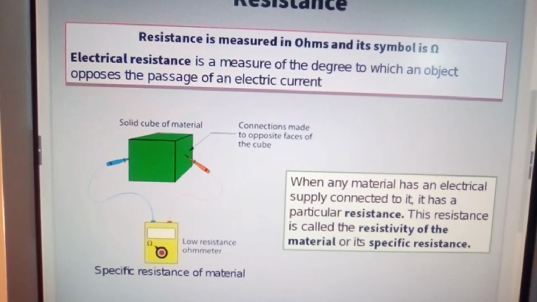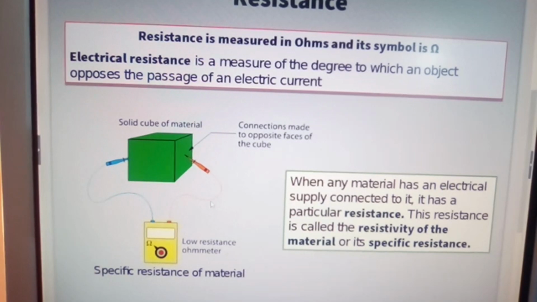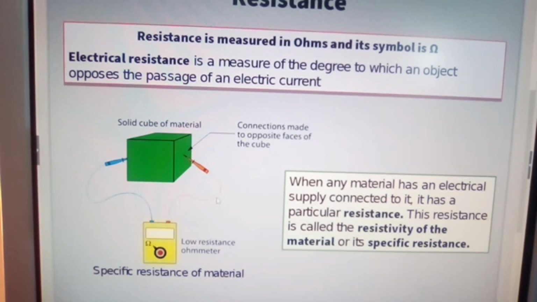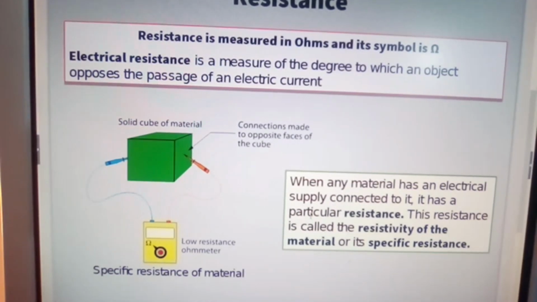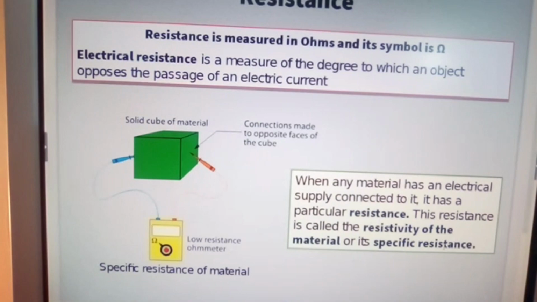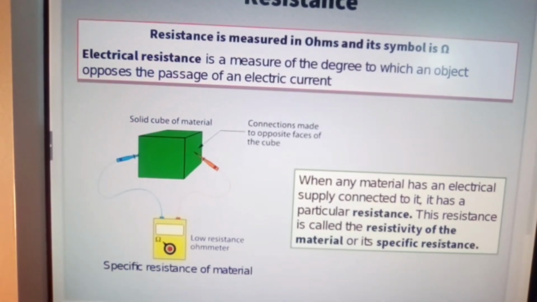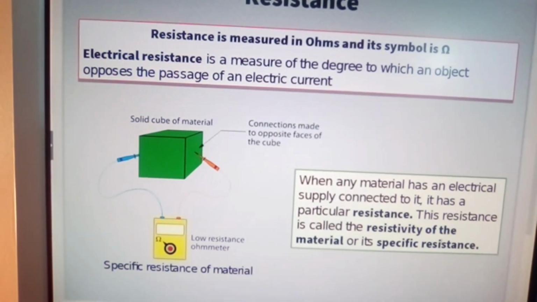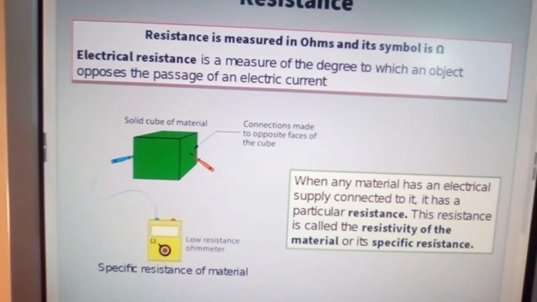And here we're just showing you the resistance of a solid cube of a material, measured across opposite faces of the cube. So when any material has an electrical supply connected to it, it has a particular resistance. This resistance is called the resistivity of the material, or its specific resistance.